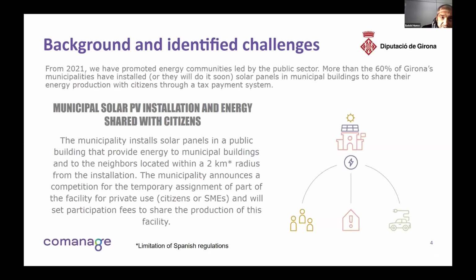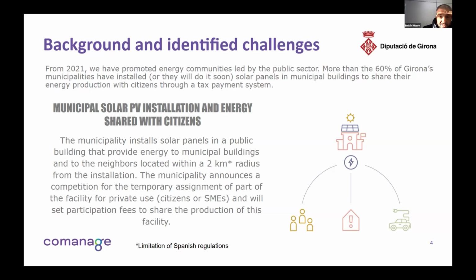From 2021, we have promoted energy communities led by the public sector, and more than 16% of the Girona municipalities have installed, or will do so soon, solar panels in municipal buildings to share their energy with citizens, with a tax payment system. I will tell you a little bit more: the municipality installs the solar panels in the public buildings and provides energy to these buildings and also to the neighbors located within a 2-kilometer radius. This is a limitation of the Spanish regulations.